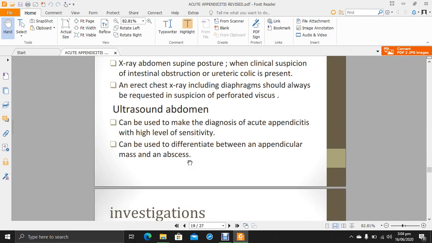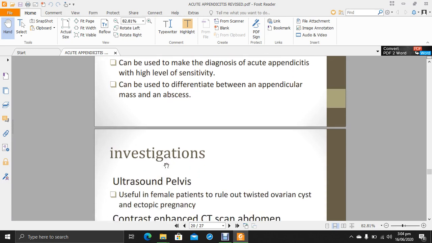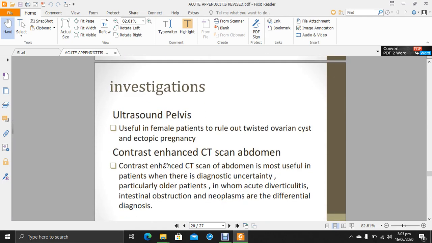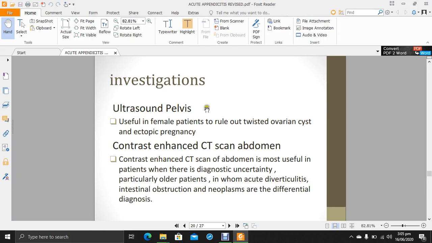Ultrasound can be used to make the diagnosis of acute appendicitis with a high level of sensitivity, and can also be useful to differentiate between abscess, mass, lump, perforation, peri-appendicular fluid. So ultrasound is also very useful, and the sonologist can, in their findings, tell about the probe sign. And especially in females, to rule out twisted ovarian cyst, ectopic pregnancy, rupture of the ectopic pregnancy.